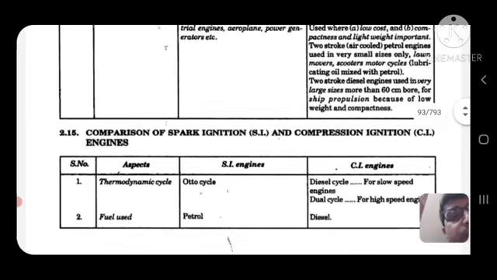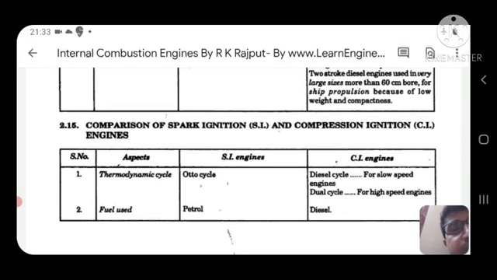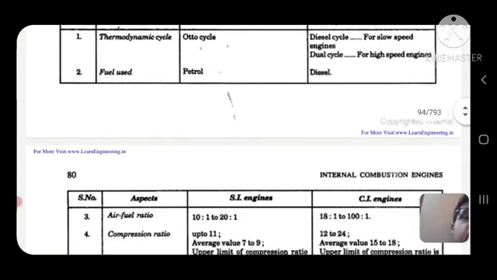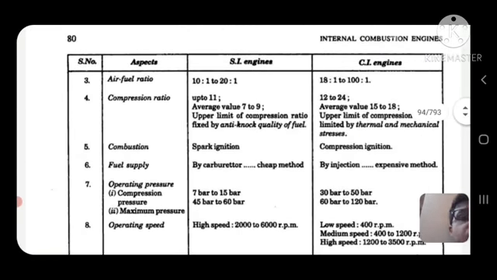Aspect, thermodynamic cycle. What is the difference between SI engine and CI engine? Thermodynamic cycle: Otto cycle for SI, another one is the diesel cycle. For CI engine, diesel cycle for slow speed engine, dual cycle for high speed engine. Fuel used: petrol and diesel. Air fuel ratio 10:1 to 20:1 for SI, CI engine 18:1 to 100:1. Compression ratio up to 11 to 12 for SI, 12 to 24 for CI.